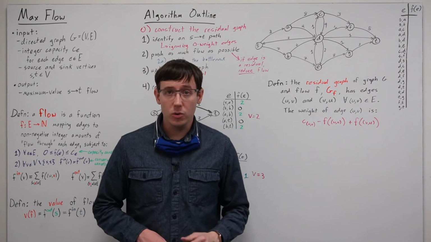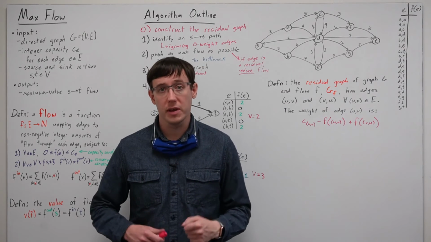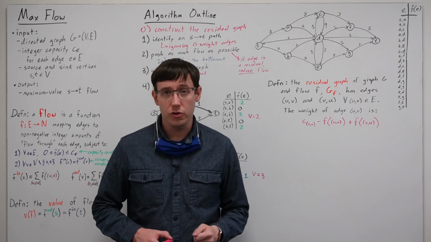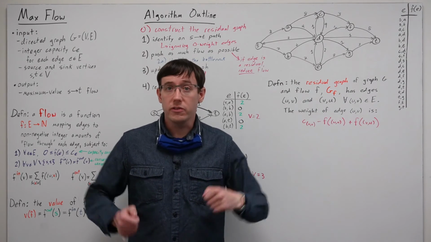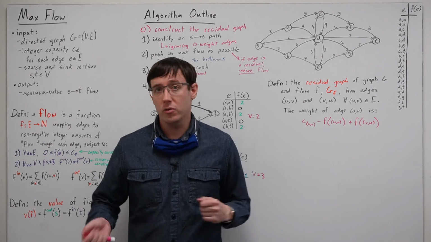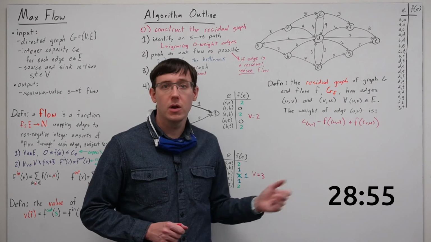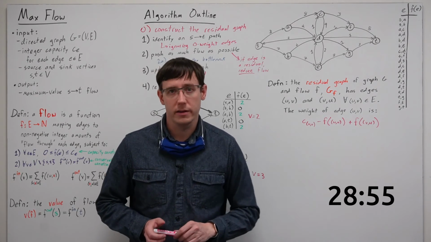So we've now outlined the Ford-Fulkerson algorithm for solving max flow. Next, I'd like to trace through the execution of Ford-Fulkerson on this example graph. But if you already feel confident in how the algorithm works, feel free to skip ahead to this timestamp when we will start sketching the argument for its correctness.